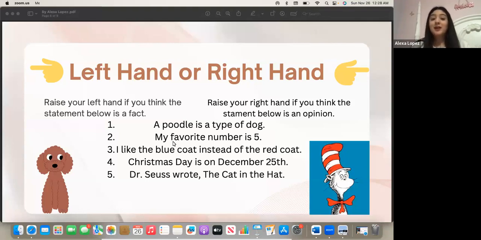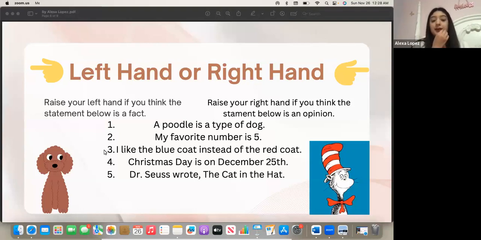So my favorite number is 5, and that is an opinion because I might like the number 5, right? But someone might have a different number than mine, right? Okay, so number 2 would be an opinion.